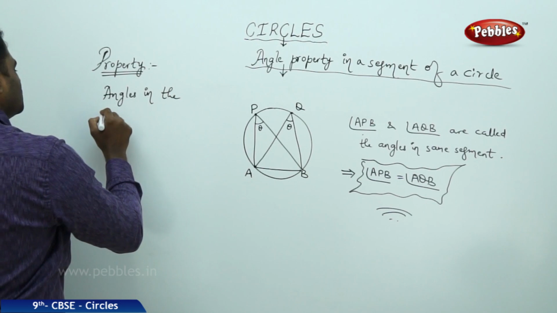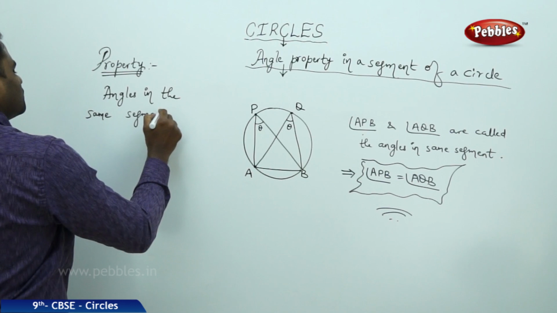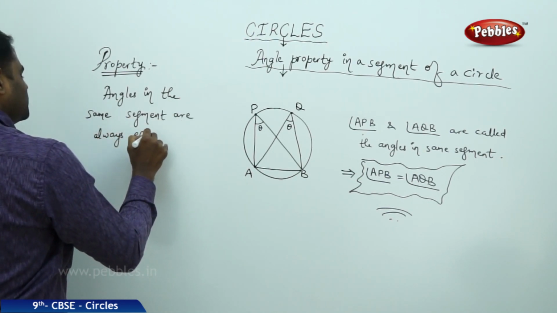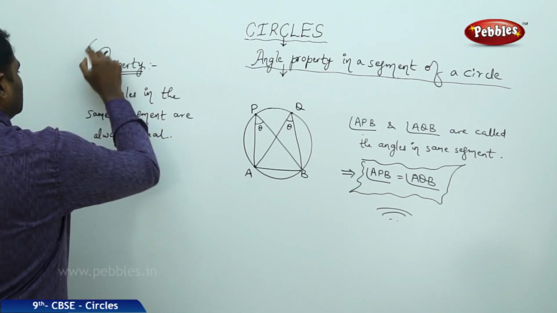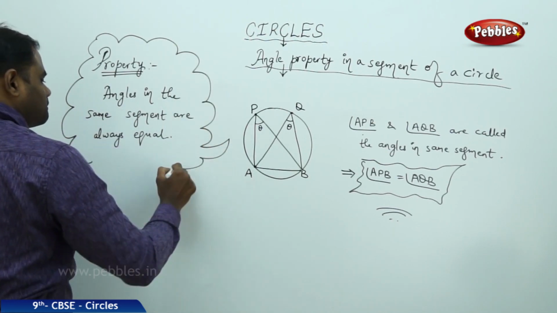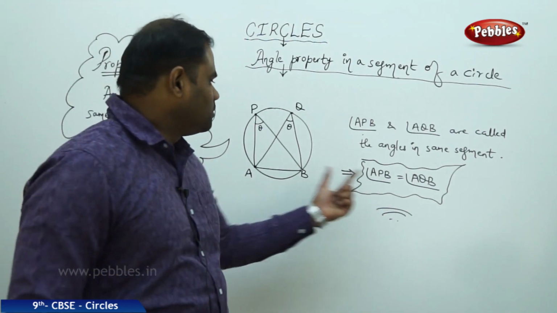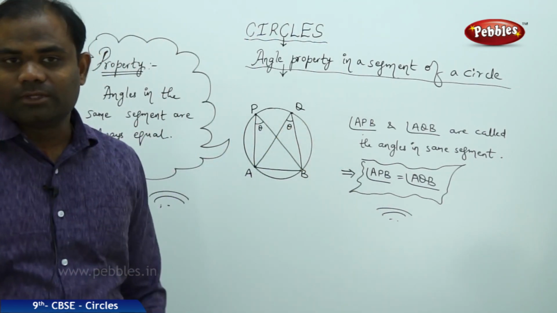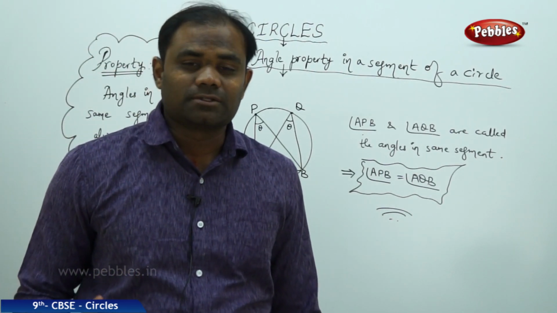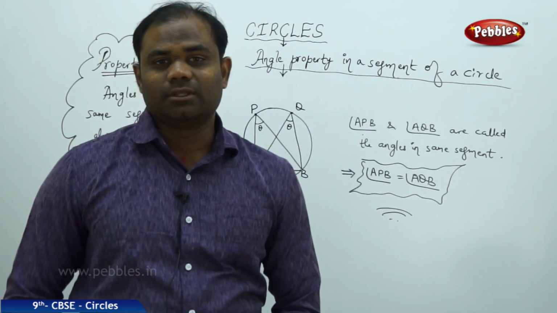Angles in the same segment are always equal. Angle APB is equal to angle AQB because they are angles in the same segment. Angles in the same segment are always equal, is how we connect the property.